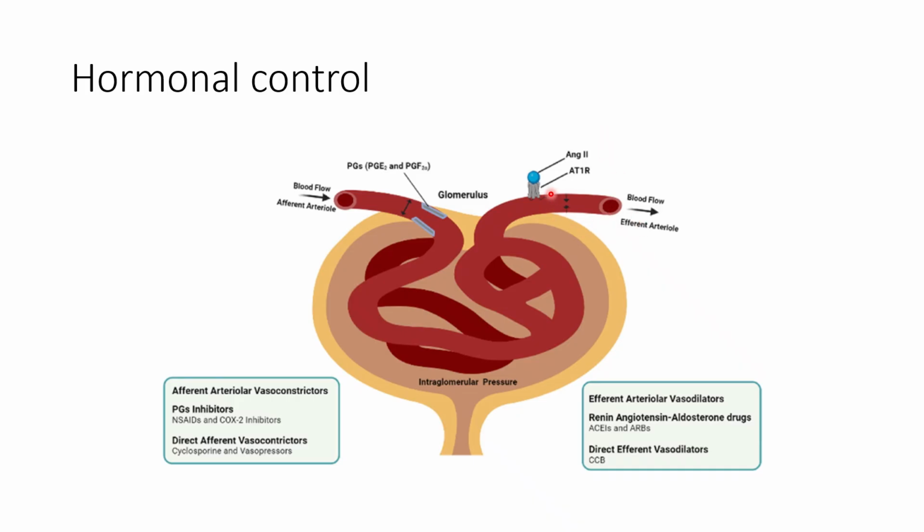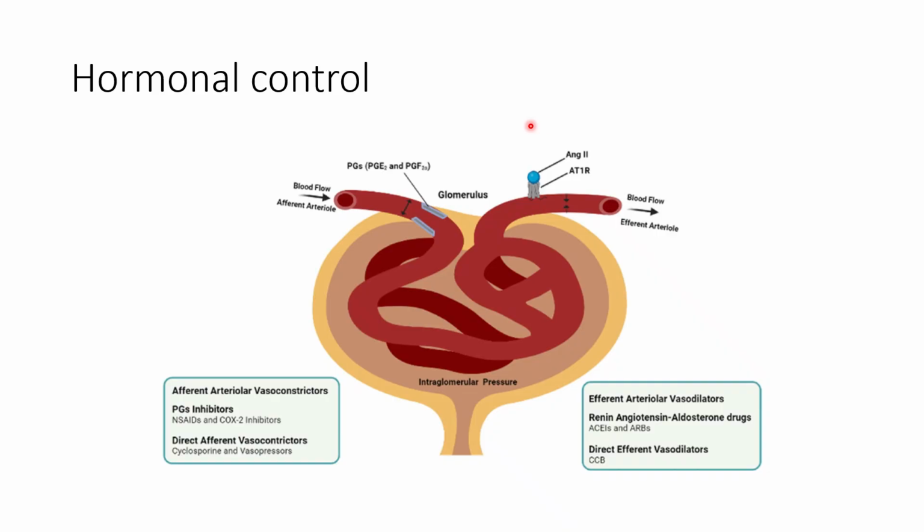So this leads to constriction of the efferent arteriole, and constriction of the efferent arteriole will lead to an increase in GFR. If something blocks this angiotensin 2 action on the AT1R receptor, then that will lead to dilatation of the efferent arteriole, thus decreasing GFR. There are drugs that are used in hypertension because this angiotensin 2 also acts on blood vessels, leading to constriction and an increase in blood pressure.